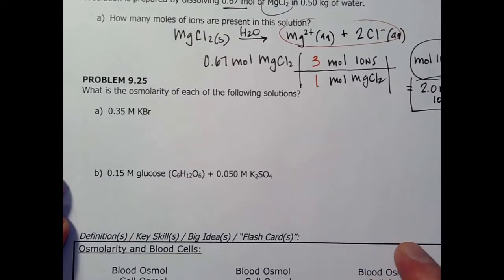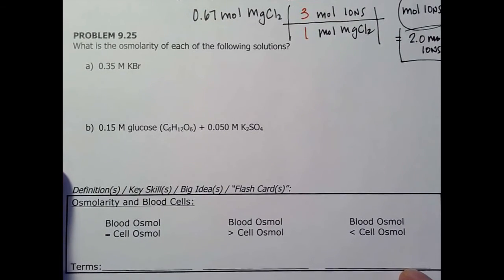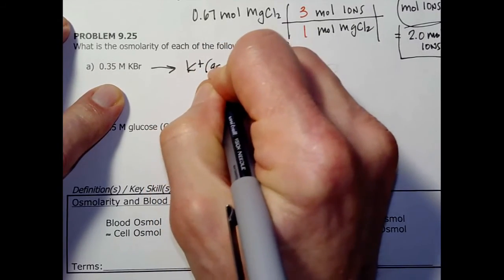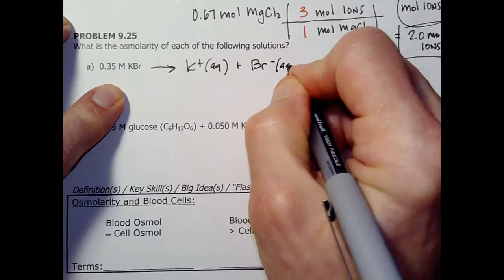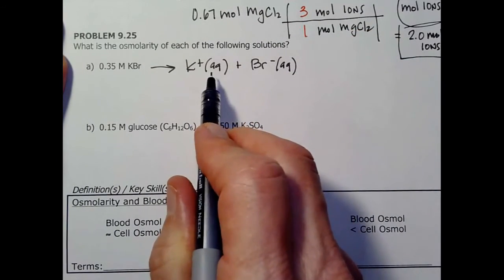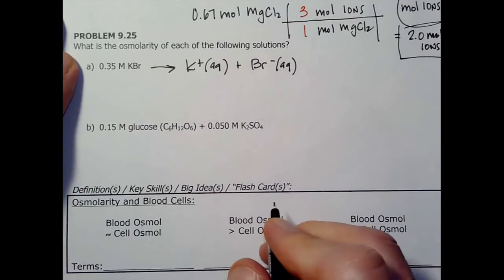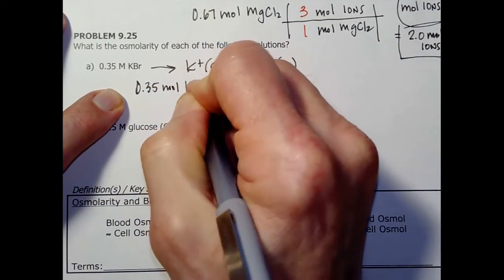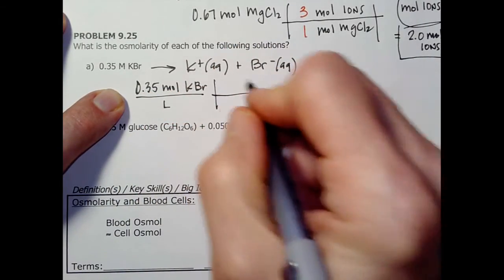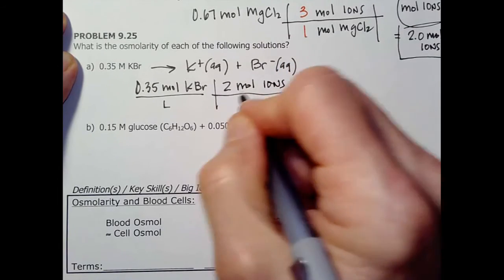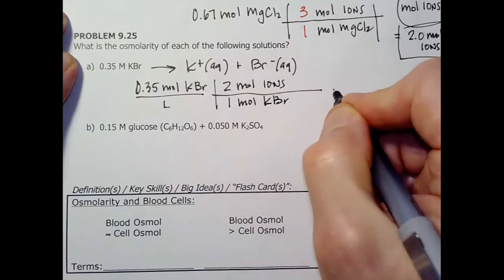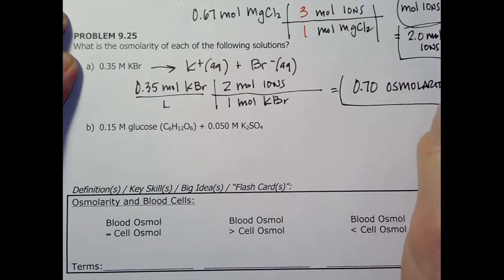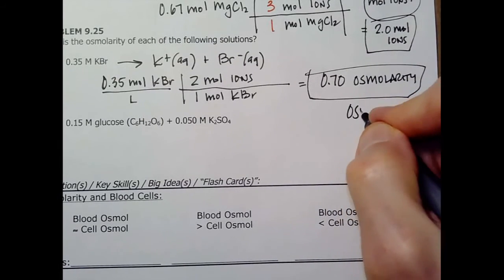Now let's calculate the osmolarity. Osmolarity always sounds like it'd be an excellent name for a heavy metal rock band. I have to recognize, oh yeah, that's a strong electrolyte. In water, I'm going to have K+ aqueous and bromide aqueous. So I'm getting 2 ions for every 1 mole of KBr. So I could formally do this. I could say, okay, 0.35 moles KBr per liter times 2 moles ions per 1 mole KBr equals 0.70 osmolarity. I think sometimes that gets shortened to OSMOL.